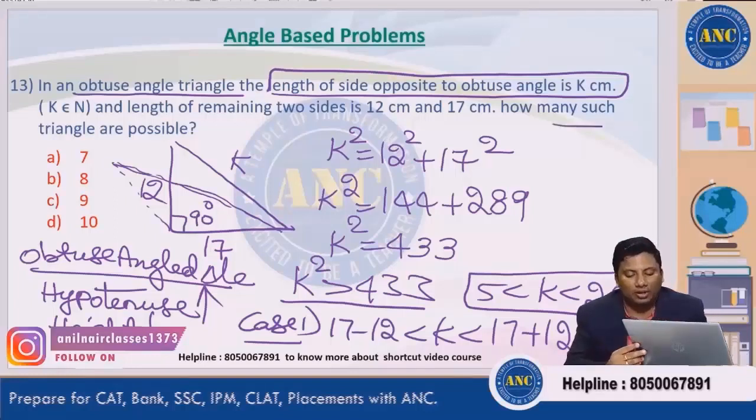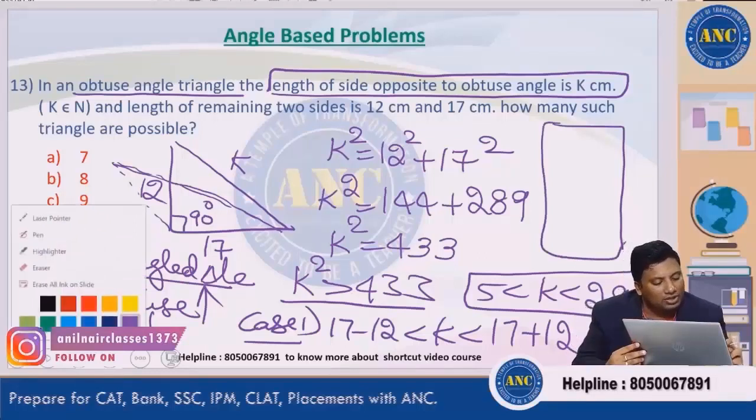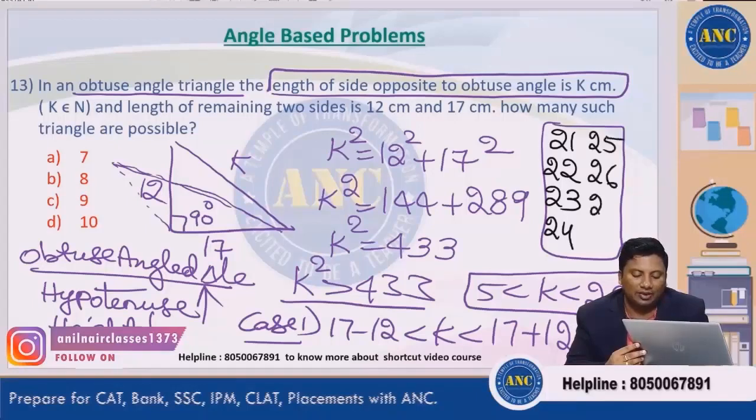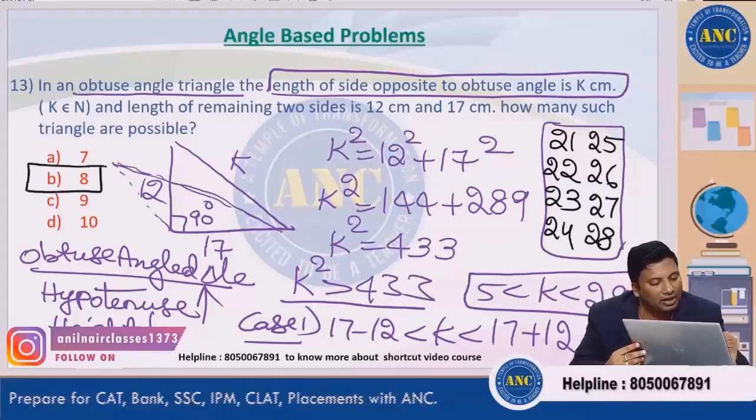So how many values will I get? 21 square is 441, so the values are 21, 22, 23, 24, 25, 26, 27 and 28. Totally 8 values I will get.